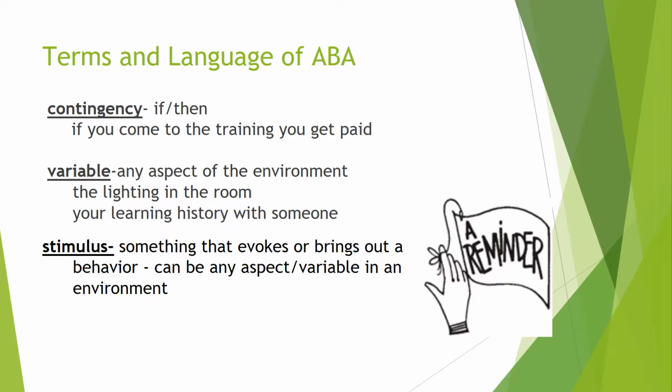The next definition is a variable, which can really be any aspect of the environment. You can see the examples on the screen there. It could be the lighting in the room, could be your learning history with someone. And then the last definition is of the word stimulus. A stimulus is something that evokes or brings out a behavior. And that stimulus can also be any aspect or variable that's in the environment.